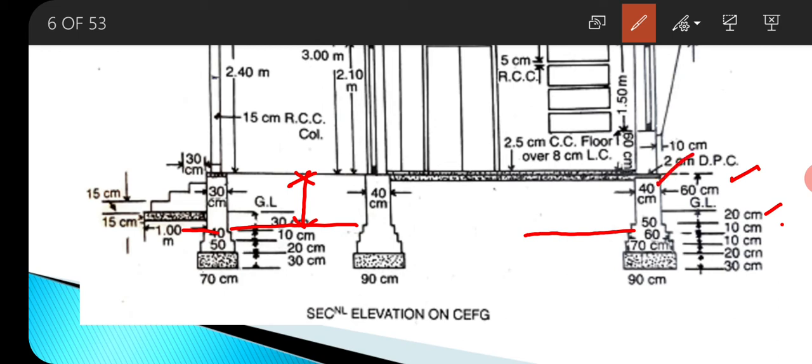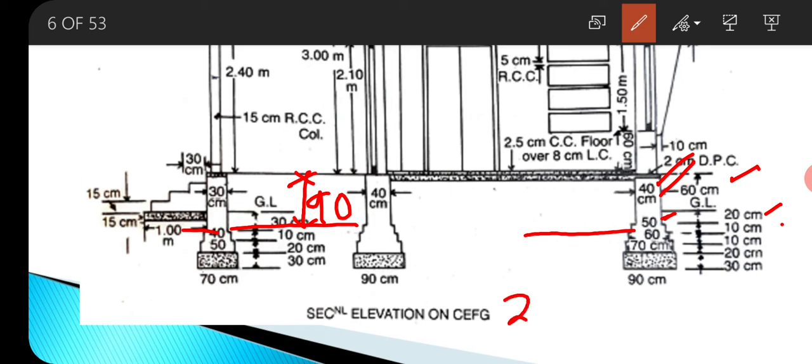One is of 40 centimeter width, second one is of 50 centimeter width. For this 90 centimeter depth, there are two different types of main wall footing. One is plinth wall of 40 centimeter, second one is footing of 50 centimeter.